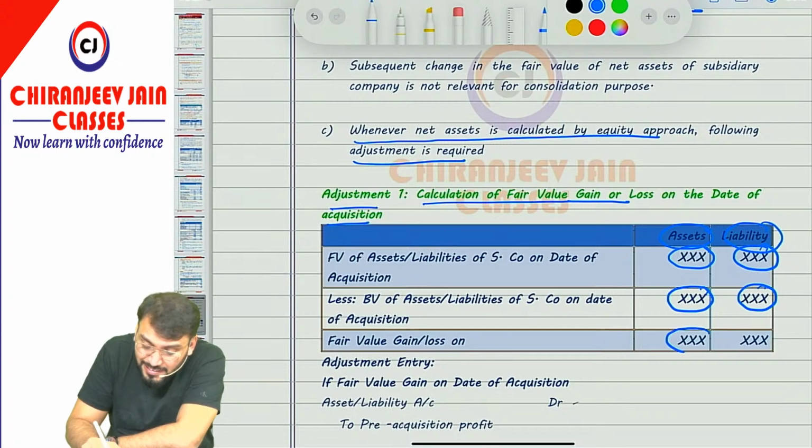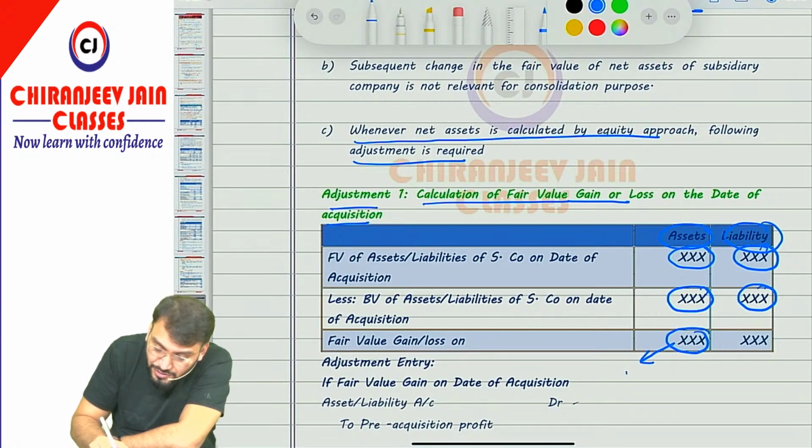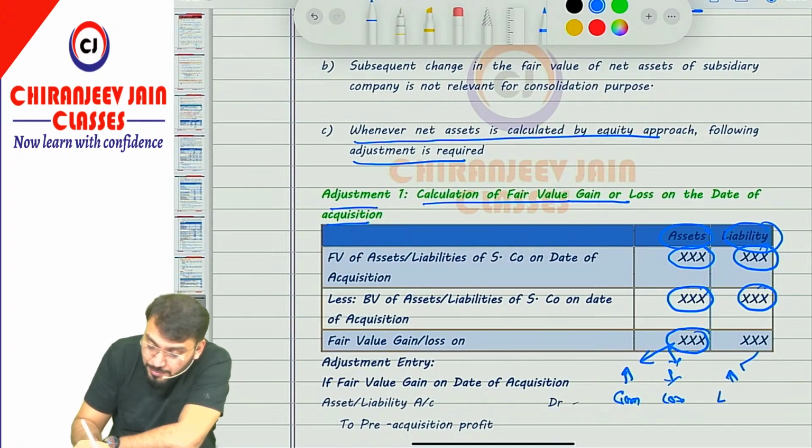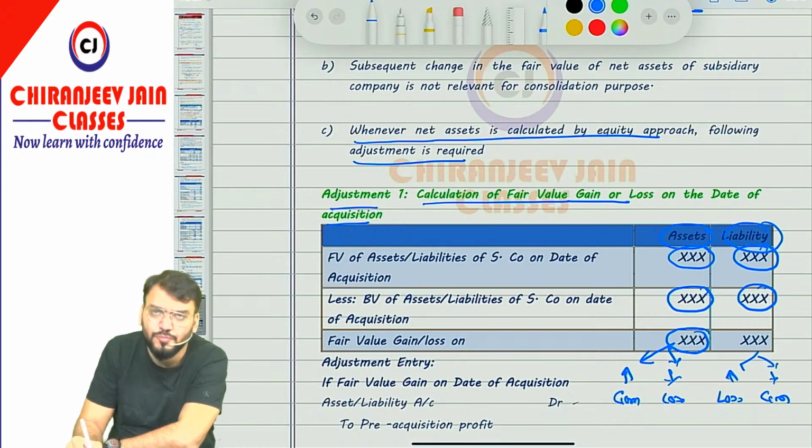So if there is any increase in asset, or there can be a decrease in asset, increase means what? Gain. Decrease means what? Loss. If there is an increase in liability, it becomes loss. If there is a decrease in liability, that becomes gain. That too we know. Correct?